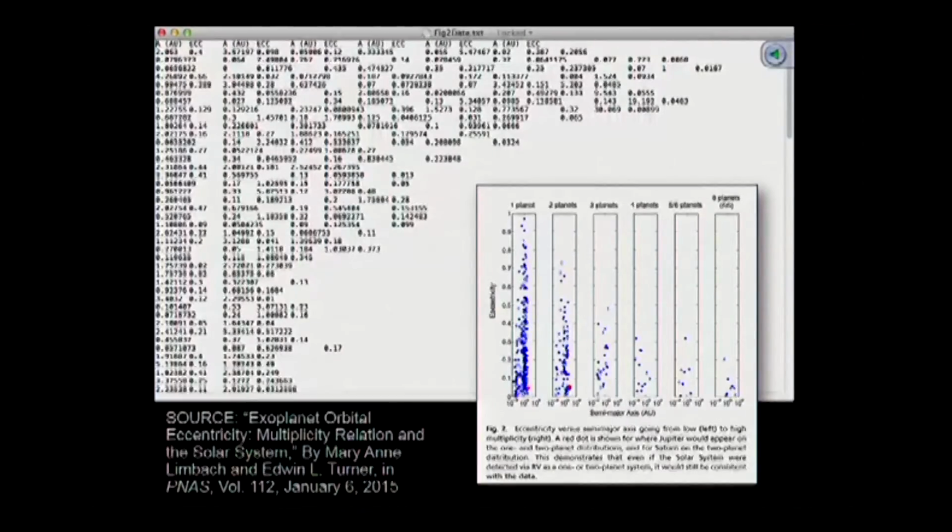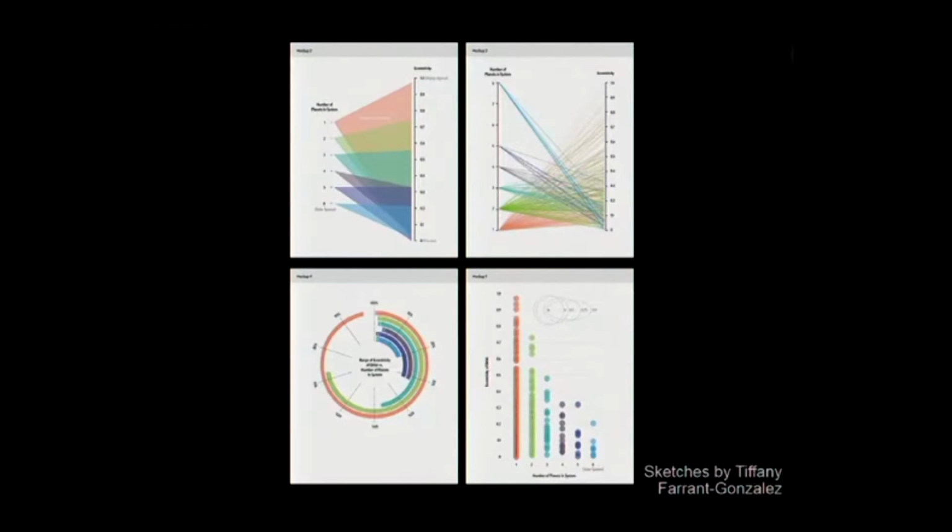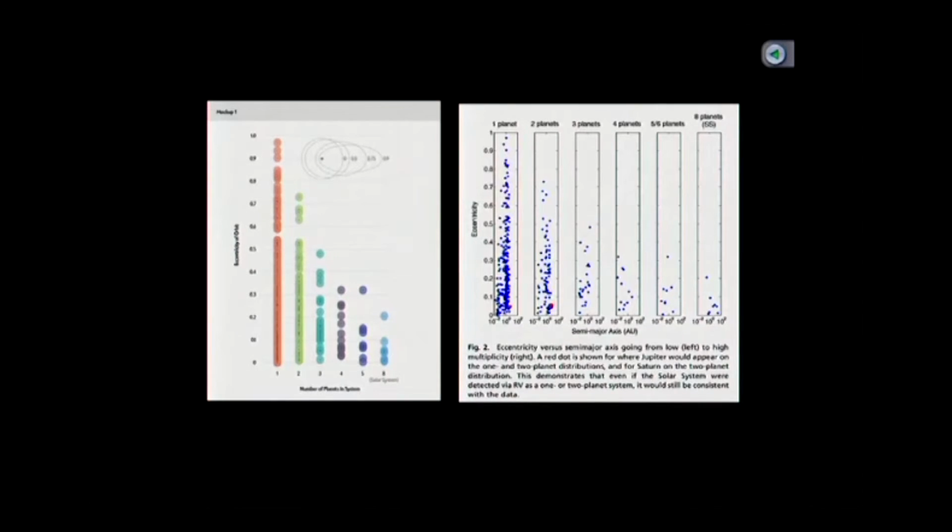I sent freelancer Tiffany Ferrant Gonzalez the project information, and she returned several data sketches. The top two looked pretty cool, but they were kind of hard to read. The circular option was similarly aesthetically pleasing, but again, the data trends were hard to see. I gravitated towards the version in the bottom right corner, which was actually her first pick as well. This version echoes the original, but streamlines things a bit for our audience.